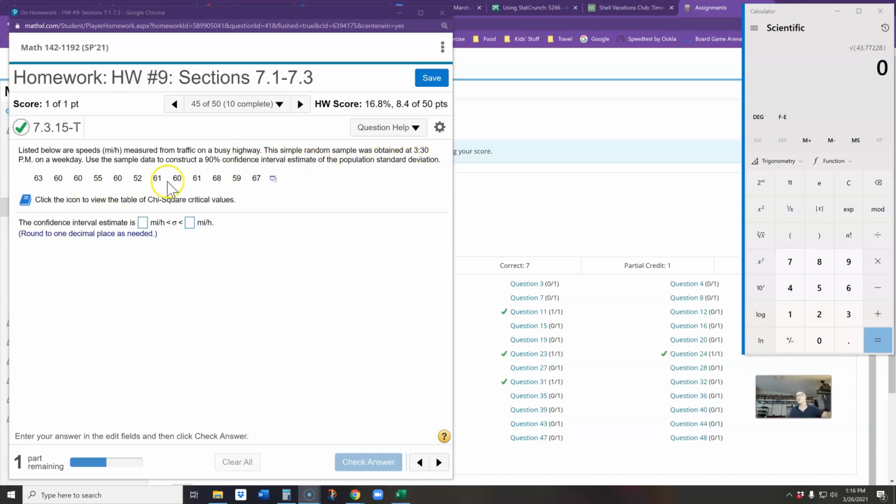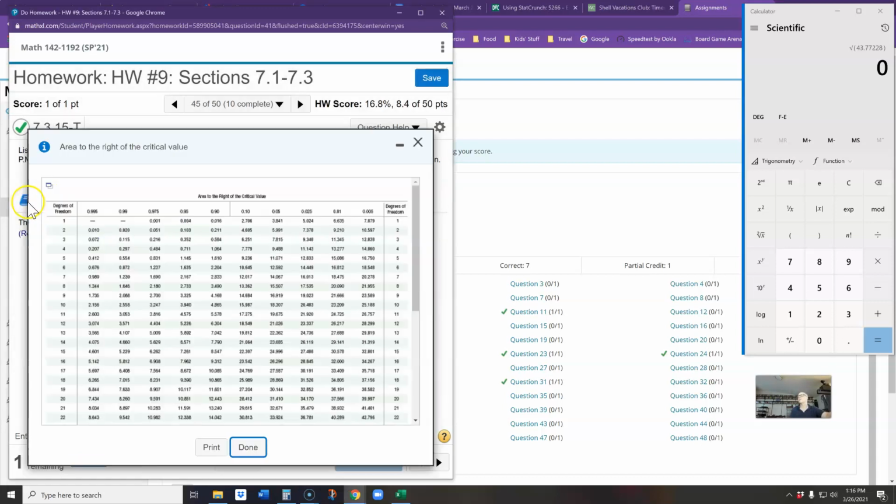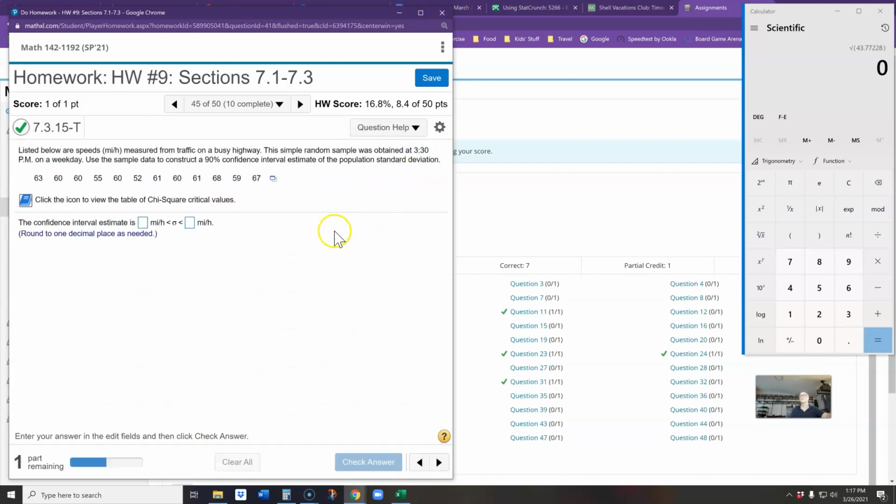So they give us the data in this case. They also give us a link so that we could look up the chi-square distribution table. If you look at the table, it's a pain to use. You have to find your confidence interval size, and you have to look for the degrees of freedom. It's a pain. We're just going to do it in StatCrunch. Nonetheless, they give you a link to that in case you wanted to try using the table.